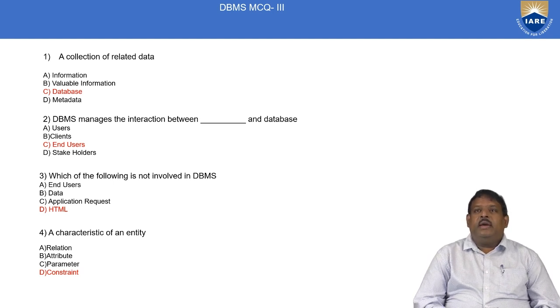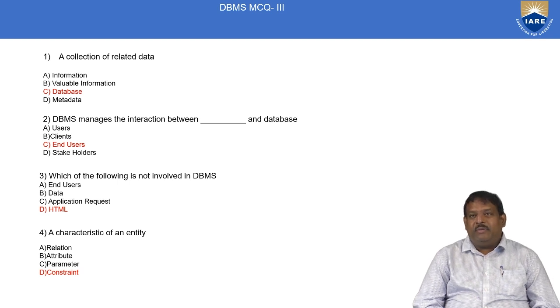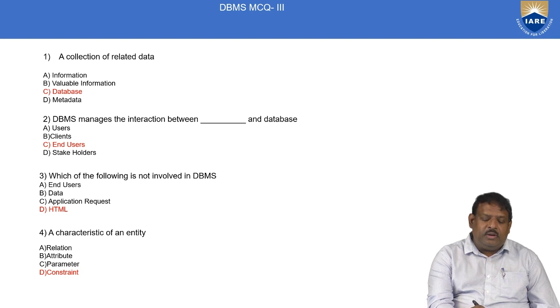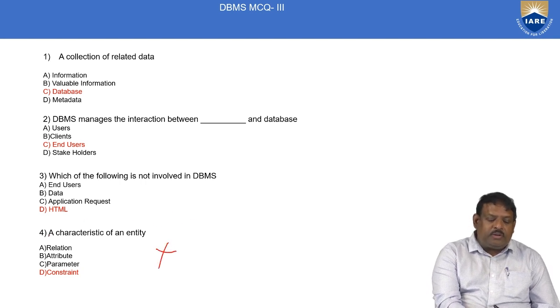Next, a characteristic of an entity. What is an entity? An entity is a real-time object. Now what is the characteristic of an entity? The options are a relation, an attribute, a parameter, a constraint. The answer given here is constraint, but I am not very sure about this. So we'll just keep it in mind. We'll have to discuss this once again as we go further.